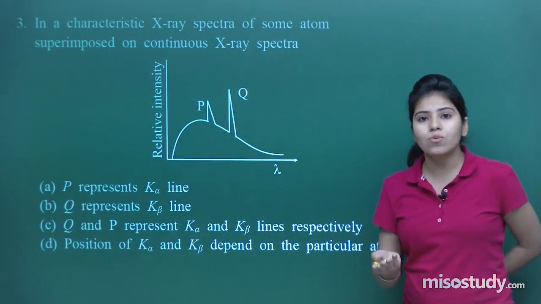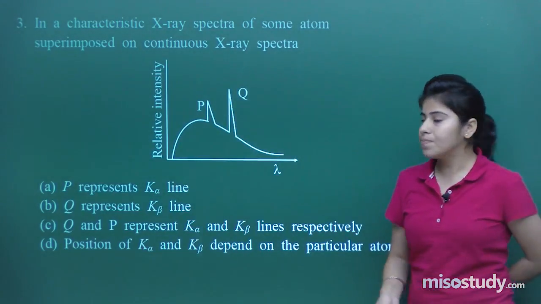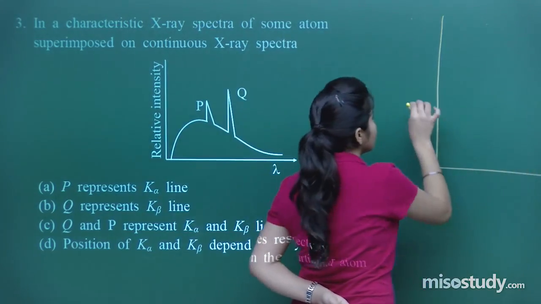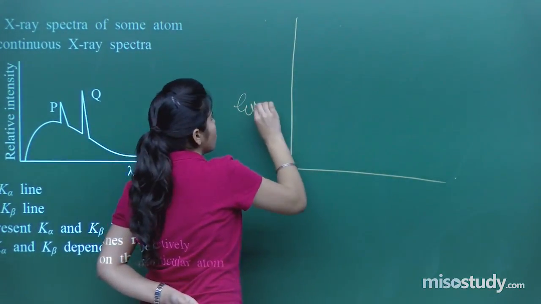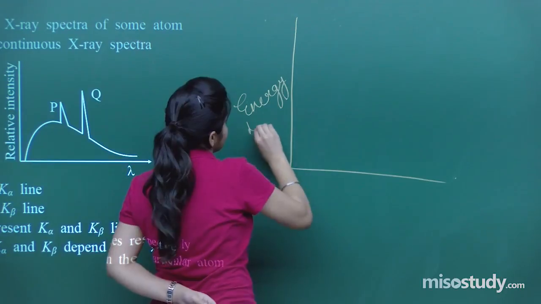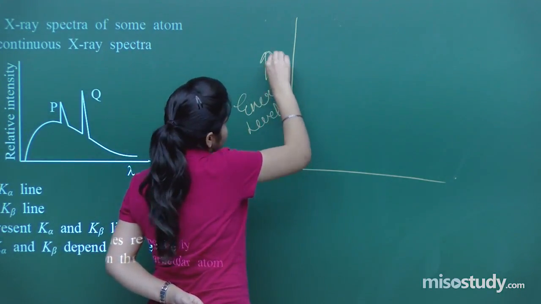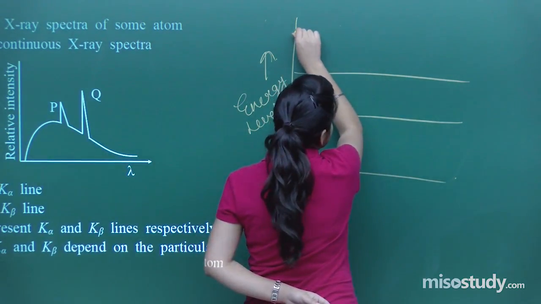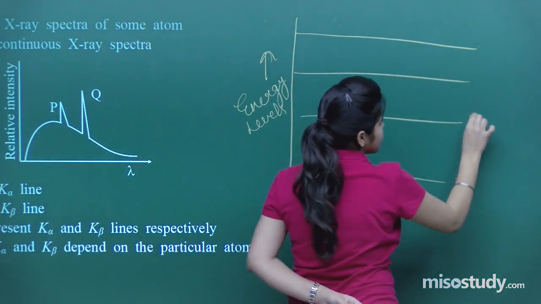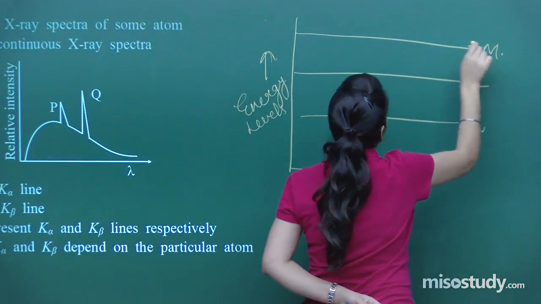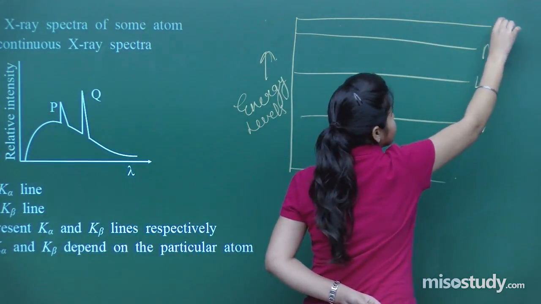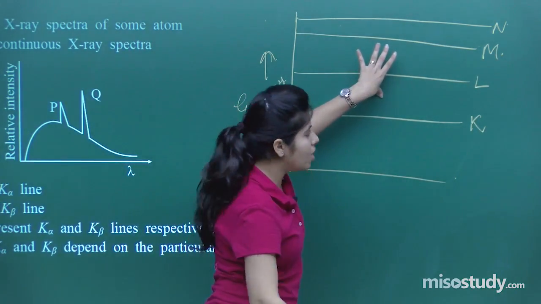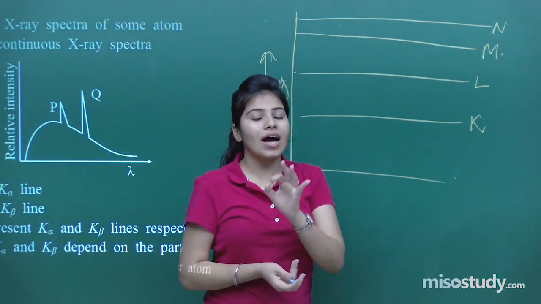So let me just repeat once again what K alpha and K beta are. I have shown this in the theory also. See, these are energy levels. This is K, L, M, and this is the N shell. Are you guys able to see this? Okay. So if this is the N shell, I have told you what K lines are.